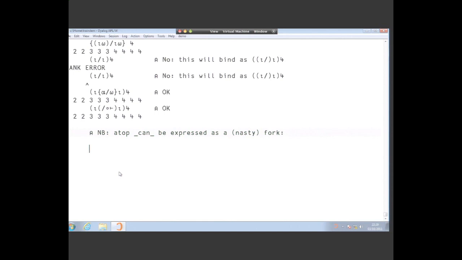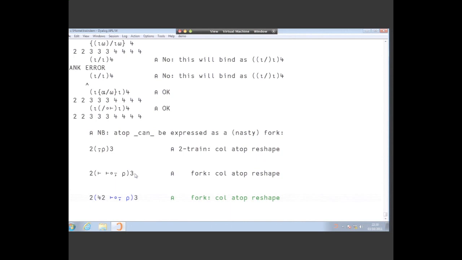Now, the final thing I want to say is that although we have said an atop is needed, an atop can actually be expressed as a fork. This is a two-train, a column atop reshape, but we can actually express it like this. Effectively, this guy is ignoring both arguments, and this guy is doing the 2 reshape 3, and then this guy is applying the atop and then ignoring anything to its left. So the fork, the 3-train, is sufficiently general to be able to express an atop, but it's slightly ugly, so you wouldn't want to be doing that.